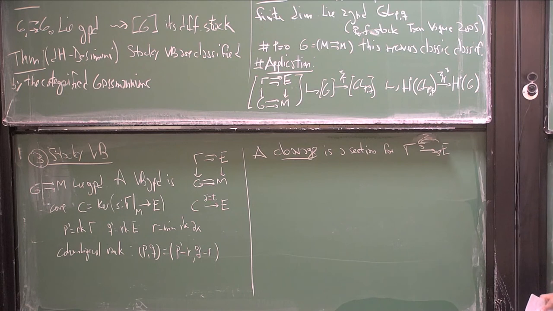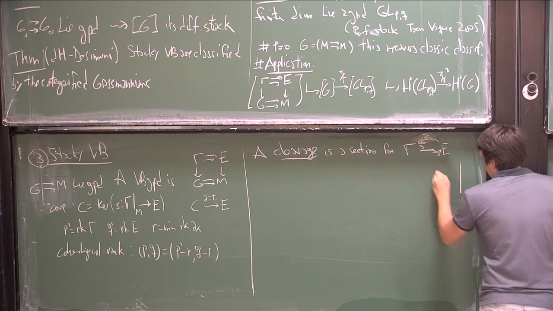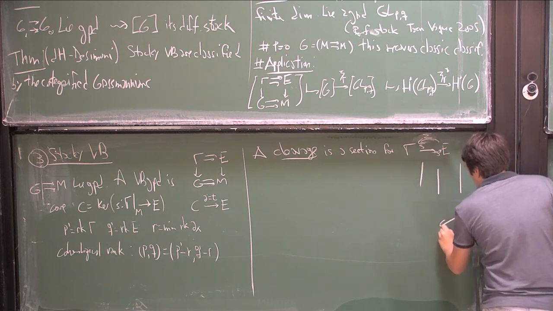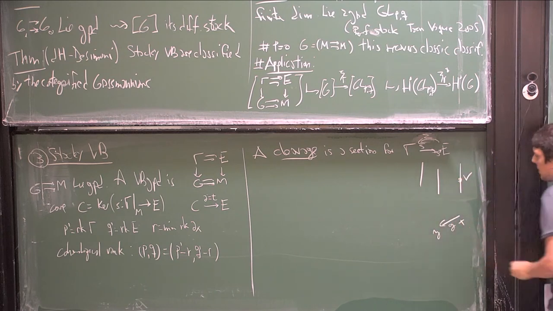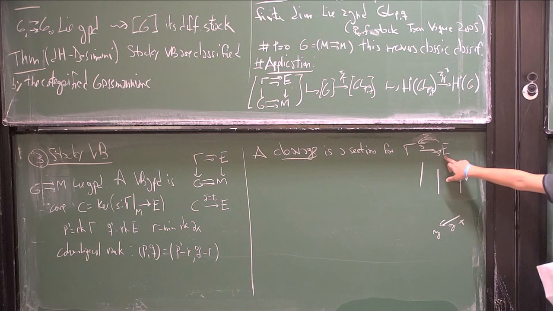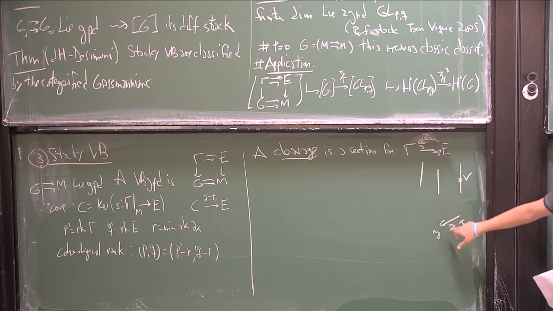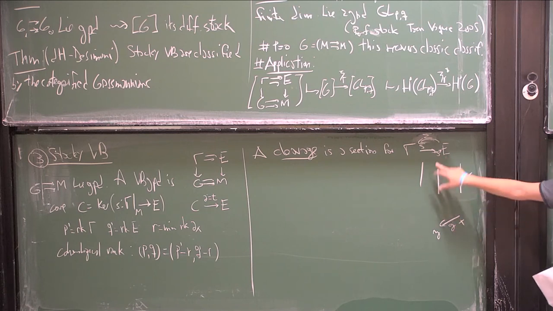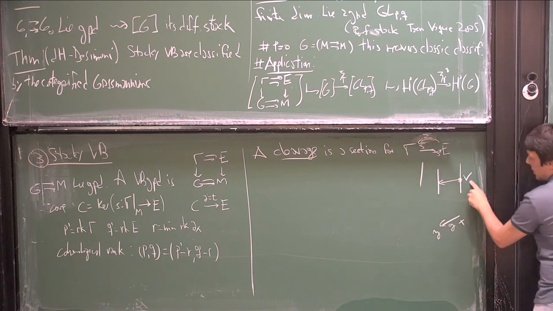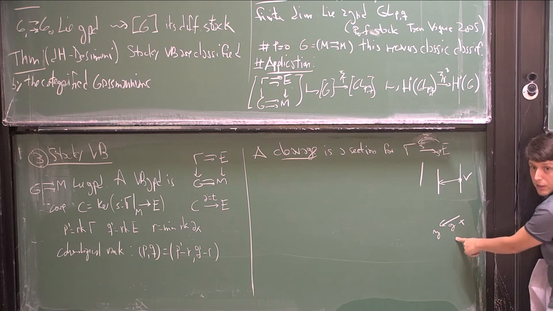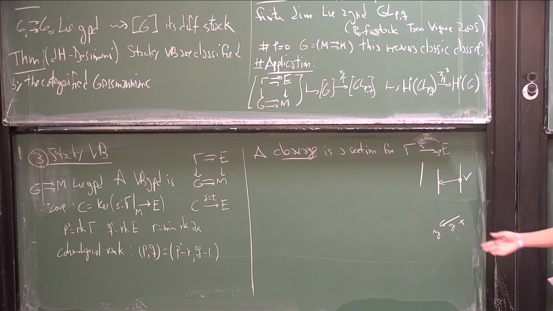And then, what is this saying? That every time I have an arrow and a vector over the source, this is a point here on the pullback, I'm giving an arrow upstairs with this source which projects over G. So this is some sort of discrete connection, lifting of paths.